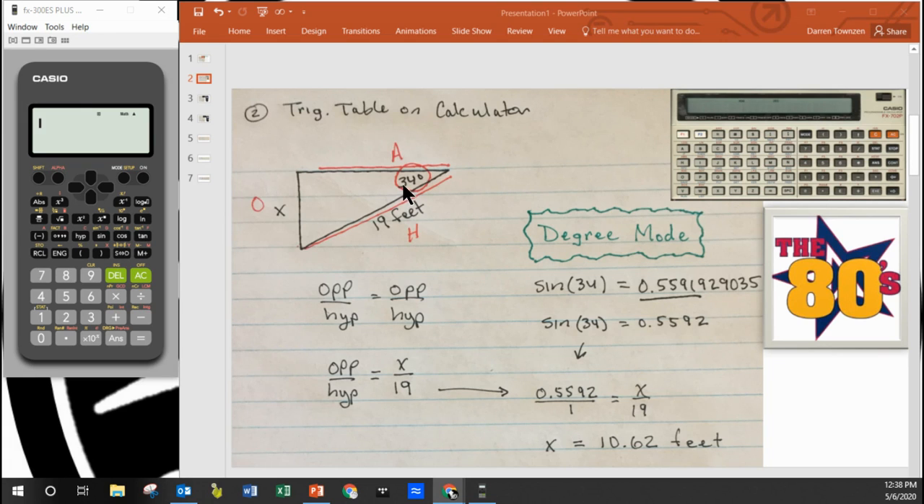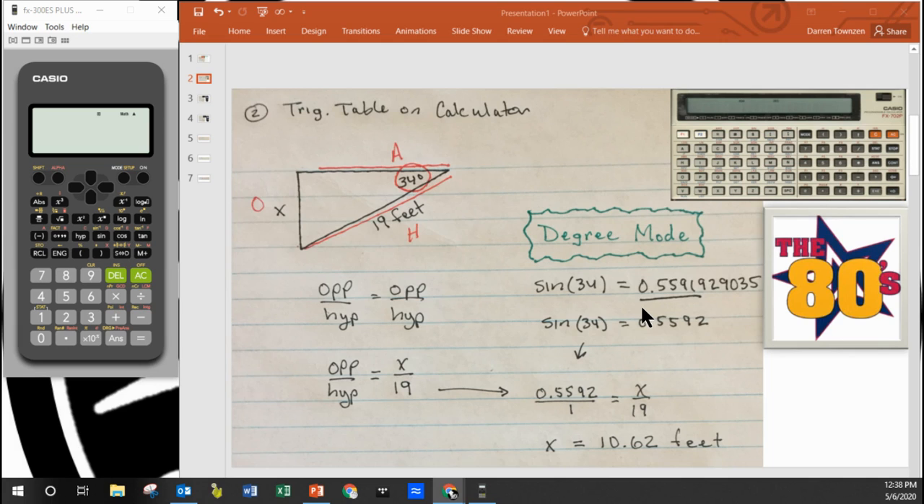And we know in every 34-degree right triangle, the opposite over the hypotenuse is going to equal the opposite over the hypotenuse. In our problem, we have an opposite of x, a hypotenuse of 19. So we take this information and we take this information from our calculator. So we have to stop this problem right now, and I need to explain to you one very important thing about your calculator. In math, there's several ways to measure angles.